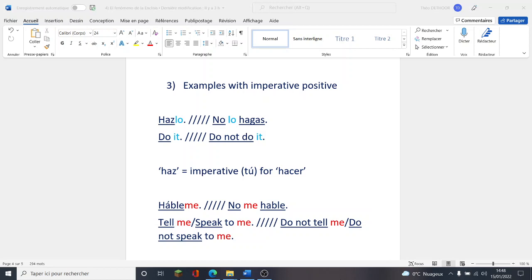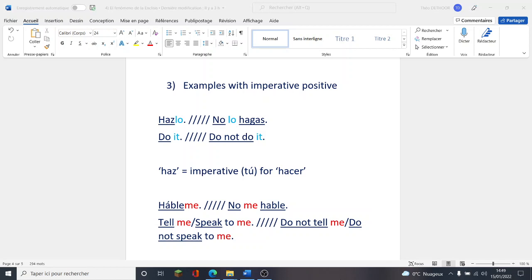It means do it, and as you can see, you have this pronoun stuck at the end, that in English is totally separated from the verbal form. So hazlo, you have the direct pronoun lo stuck at the end of the haz form. But if you turn that into the negative imperative in Spanish, you don't need to stick the pronoun at the end anymore. So you have no lo hagas, which means do not do it, or don't do it in English, basically.